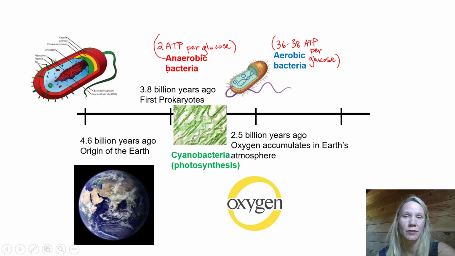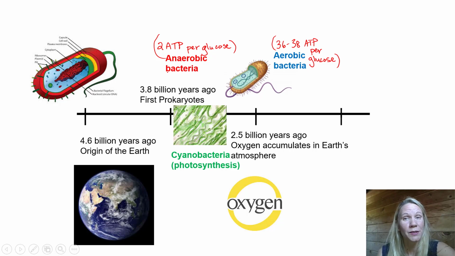It's equivalent to if somebody said, would you like to work for $2 an hour, or would you like to work for $38 an hour? Sort of a no-brainer, right? You make way more cash for the cell. Remember, ATP is analogous to currency that the cell can use to cash in to do cell work. So this is a huge selective advantage to be able to survive and use the oxygen.